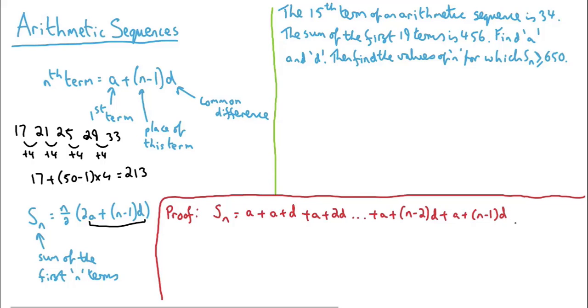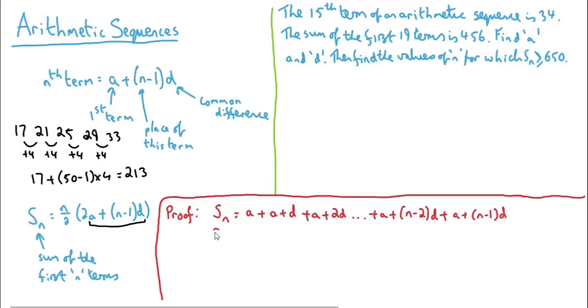Now the reason for this at the end, rather than it just being nd, is you're going to have 1 fewer d than the given term place. So here, in the first term, you had 0 d's. In the second term, you had 1d, third term, 2d. So for the nth term, the final term, because it's a sum of n, you'd have n minus 1 d.